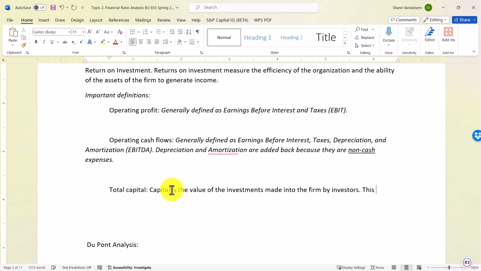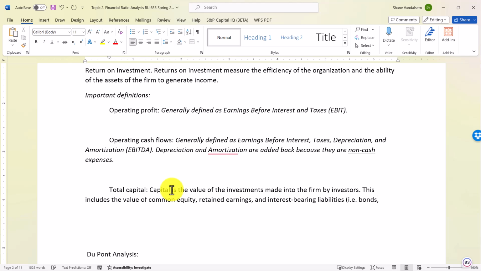So this includes the value of common equity, retained earnings, and interest-bearing liabilities. Bonds, long-term debts, and notes. Well, we'll just say etc.